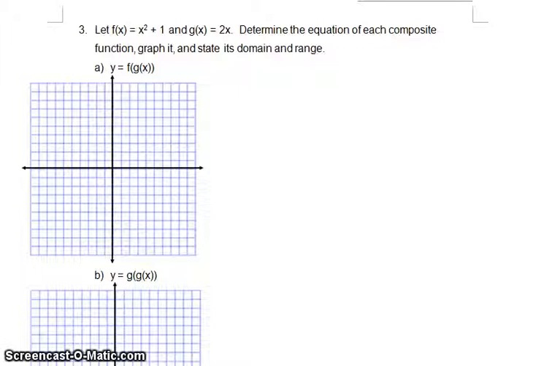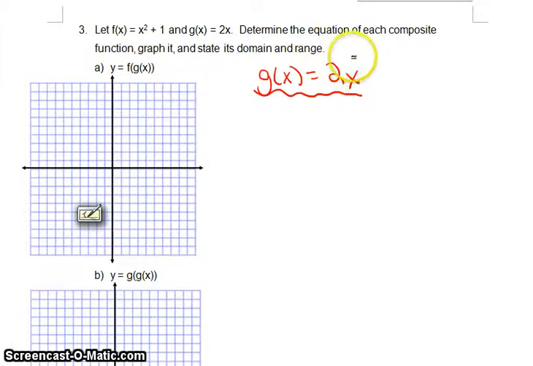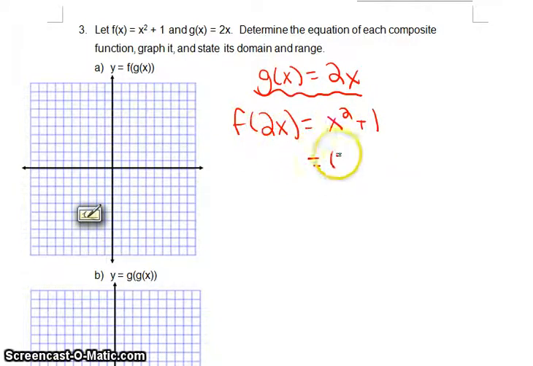So in part A here we have y is equal to f of g of x. To answer the first part of this question, we need to determine the composite function. Here we have g of x is equal to 2x. This here is our inner function. So we're going to substitute 2x for each x in f of x. So we'll have f of 2x is equal to x squared plus 1. Substitute this in for x. That is equal to 2x squared plus 1.